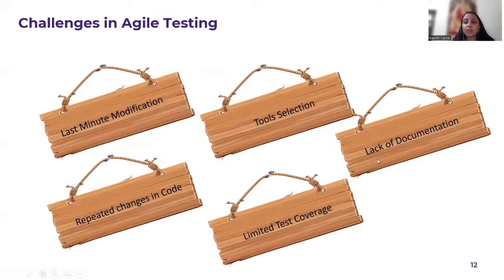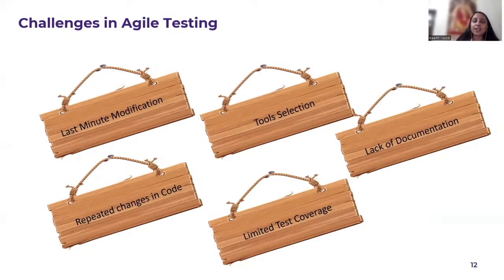Lack of documentation. As I said, we prefer less documentation, that's expected because of the reduced life cycles. But this is one of the challenges, because we don't know what exactly the result we are going to predict. And repeated changes in code. In any agile method, requirement modification updates are really vital, and it creates the biggest challenge for the quality assurance team. And limited test coverage: with reduced test life cycles and repeated changes in code, we cannot provide complete test coverage.